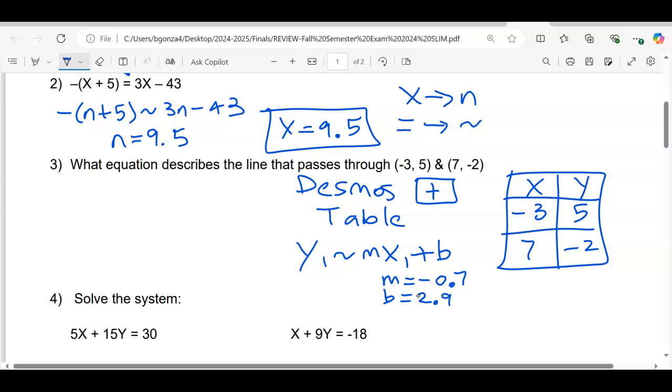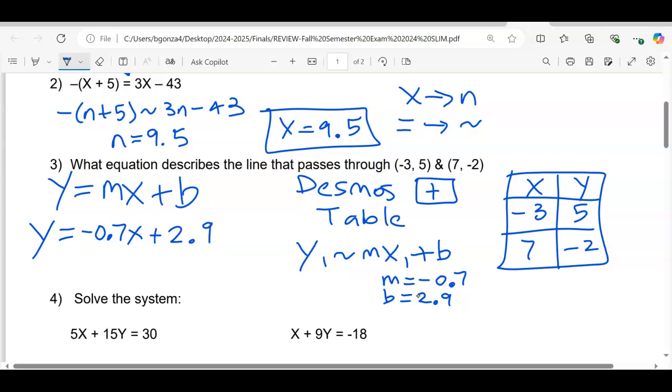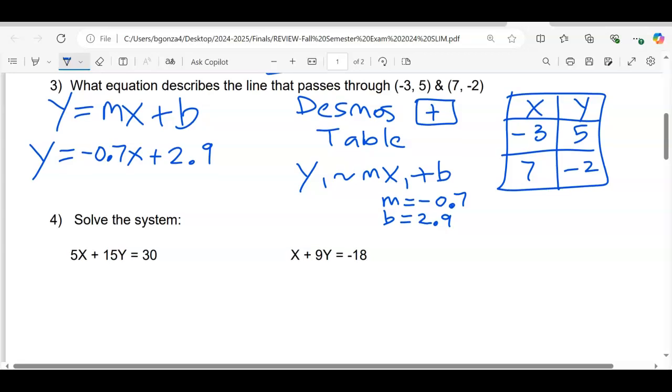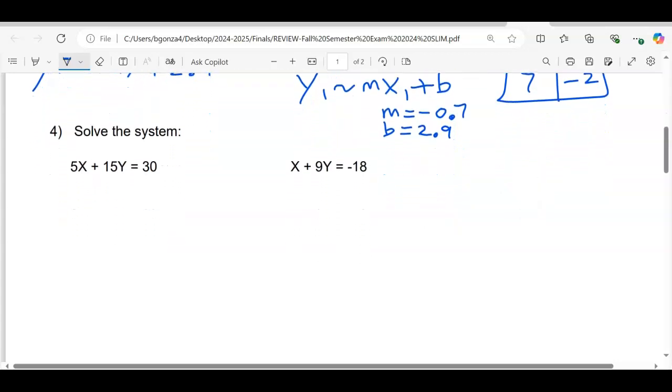So once you have m and b, remember you're going to write y equals mx plus b. So y equals negative 0.7x plus 2.9. Alrighty. Now, solve the system. Now, we've done this before. You need to solve both equations for y.